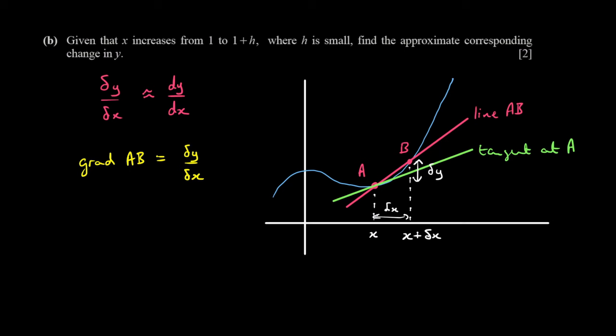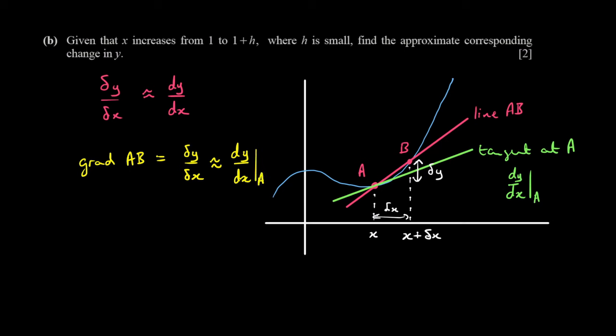Now, what is the gradient of the green line? The gradient of the green line is the derivative dy/dx calculated at the point A. So what we can say is that delta y over delta x is basically the same as the gradient of the tangent, dy/dx, at the point A.